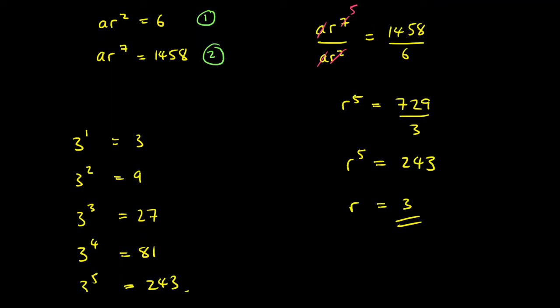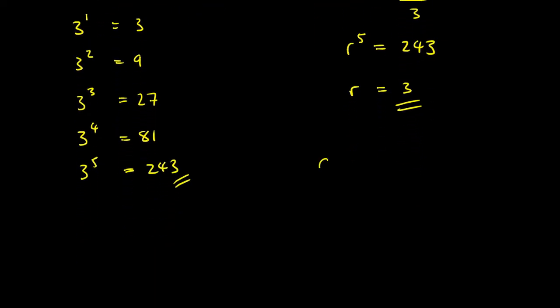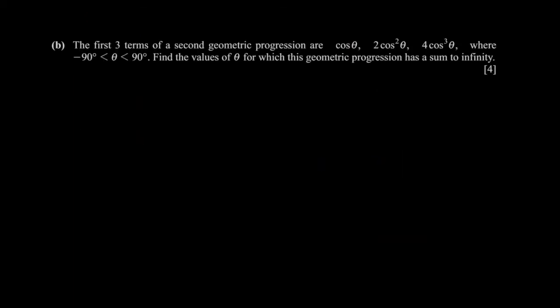What we need to do now is find out what a is. So ar squared is equal to 6. So a times 3 squared, beg your pardon, because r is 3, is equal to 6. So a is equal to 6 divided by 9. And 6 divided by 9 will be 2/3. Okay, so I'm just going to quickly check my answer, make sure that that is correct. So we've got 3 and 2/3. Yep, 3 and 2/3 is correct. Okay, so we're going to move on to part B of this question.